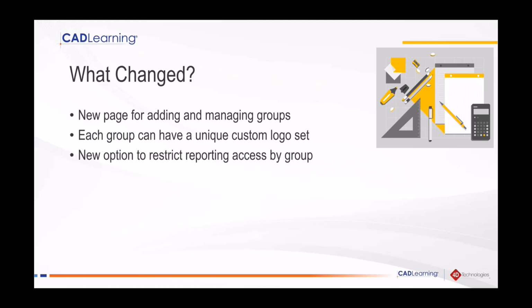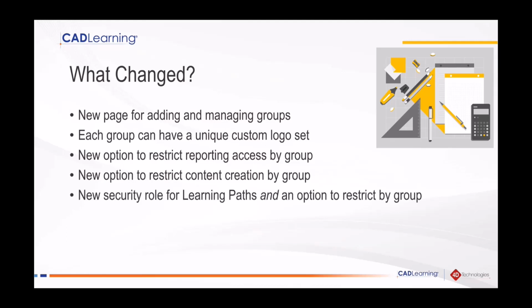There is a new option to restrict reporting access by group. So if a user is part of a group, they are going to see only other users in that group in the reporting. New option to restrict content creation by group. This means that somebody's only going to see content that is open to all or open to their group. If somebody in another group created something, they won't see that.